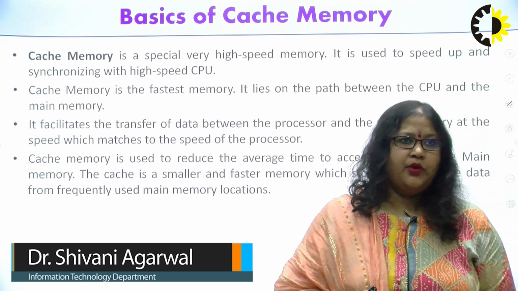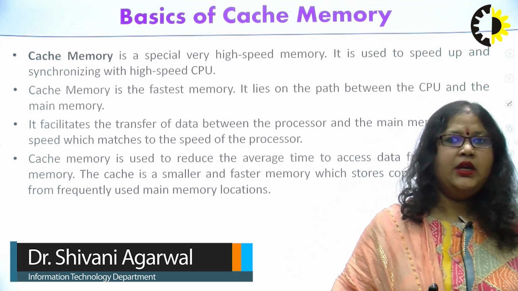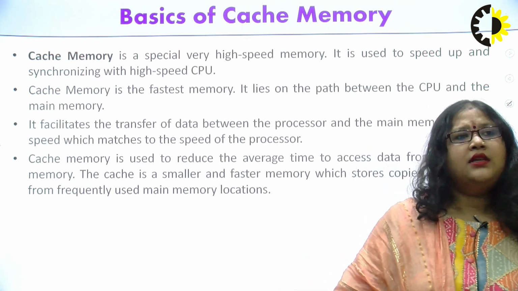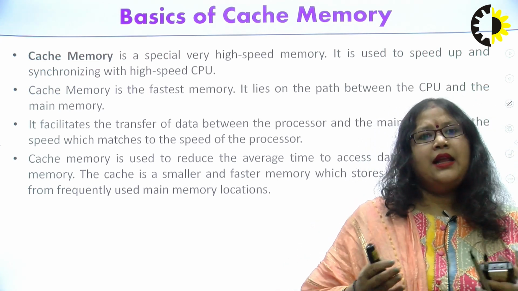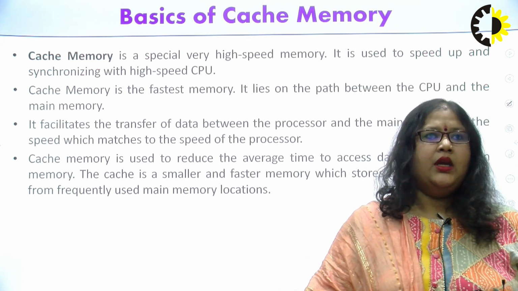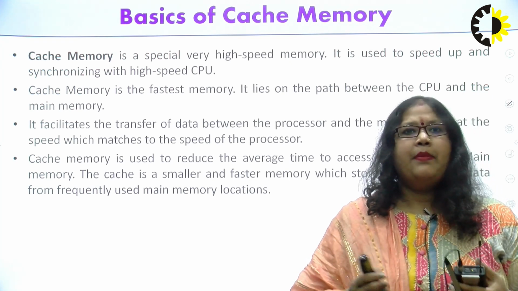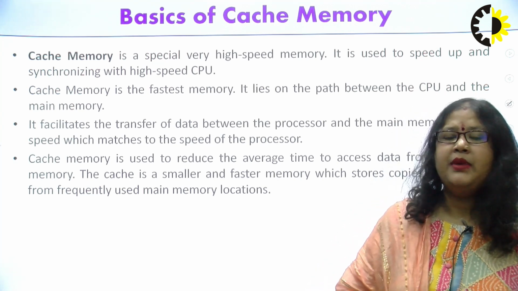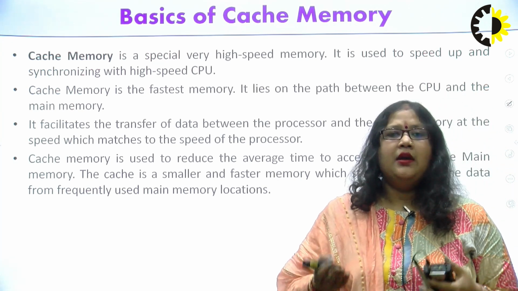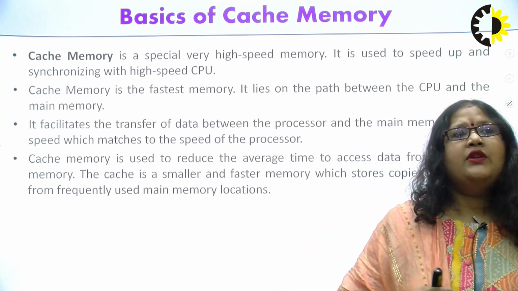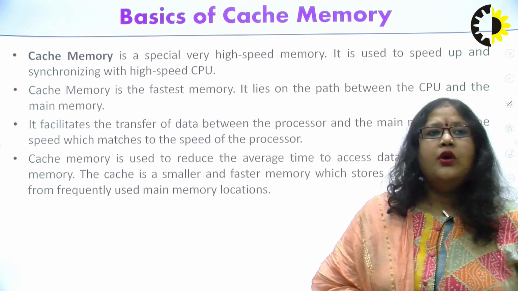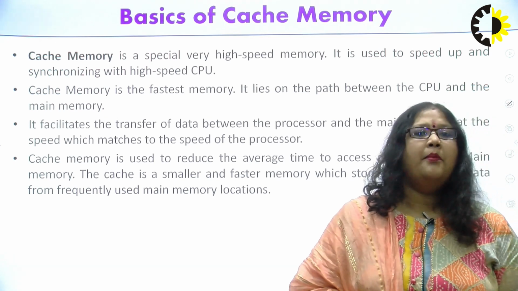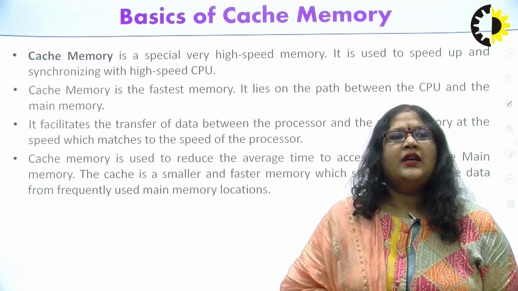So what is cache memory basically? Cache is a high speed memory that is used for synchronizing the data from the main memory to the CPU. It lies between the CPU and the main memory. It defines the path between the CPU and the main memory for transferring the data, because the speed mismatch problem occurs when we don't use the cache memory. It is used to reduce the average access time to access the data from the memory. This is the basis of the cache memory.